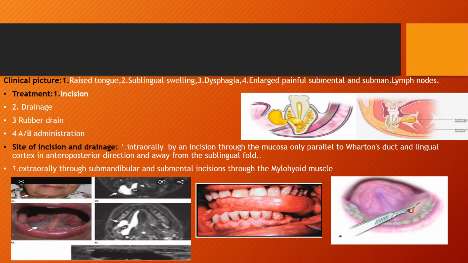Site of incision and drainage is: 1. Intraorally, by incision through the mucosa only, parallel to the Wharton duct and lingual cortex, in an anterior-posterior direction and away from the sublingual fold. 2. Extraorally, through a submandibular and submental incision through the mylohyoid muscle.